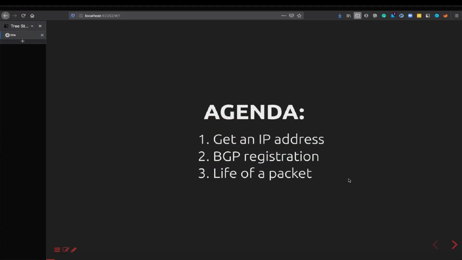I've made a small presentation kind of thing so that we can quickly go through it and understand these concepts really well. All right, so here is the agenda for today. We're going to split this entire presentation into three parts. The first part is we are going to look at how to get an IP address or how to procure an IP address. The second part is something called as BGP registration, which we will look at in the future. And the third part is the life of a packet. That is how the packet will flow from a client who wants to access your website till it reaches the server where the IP is binded.